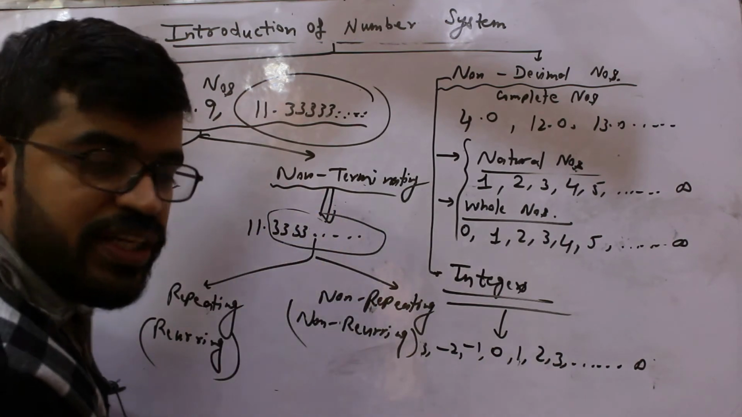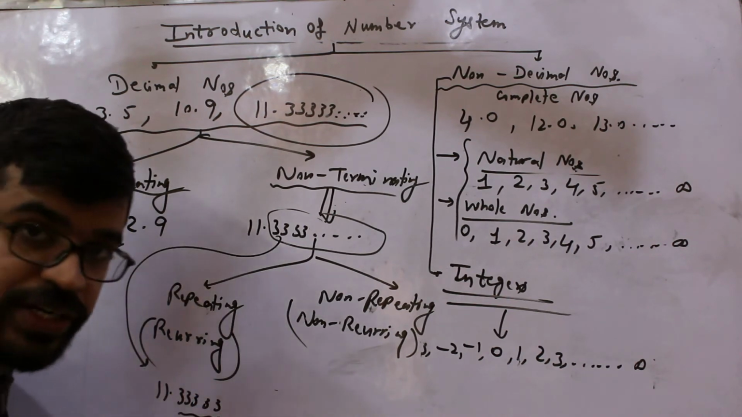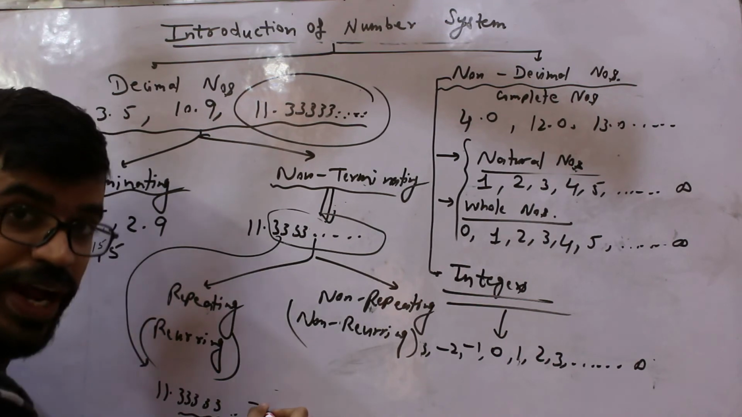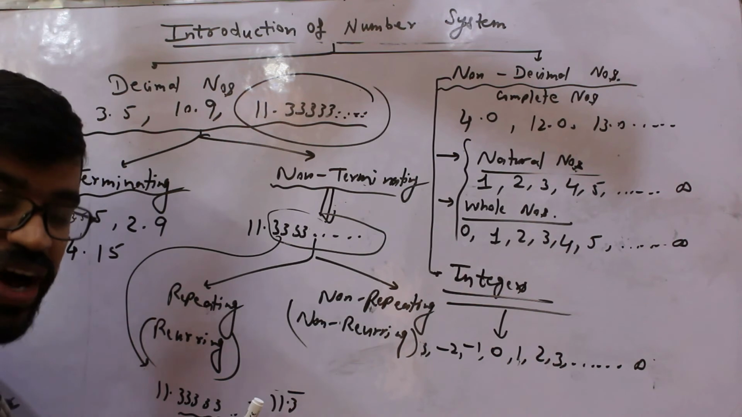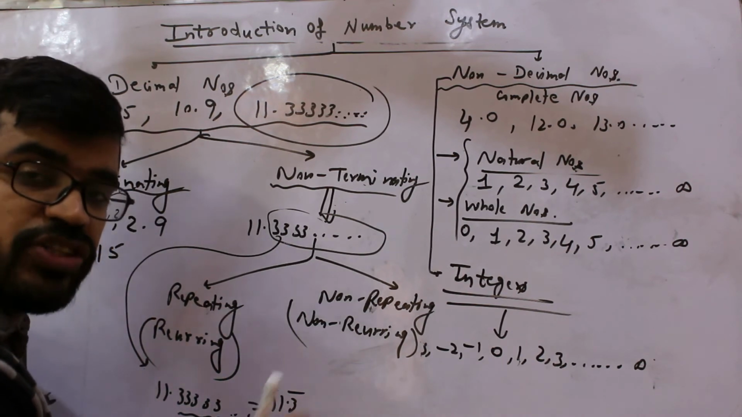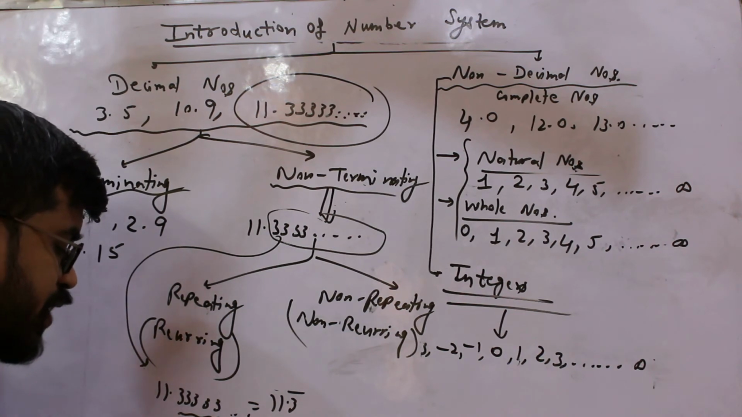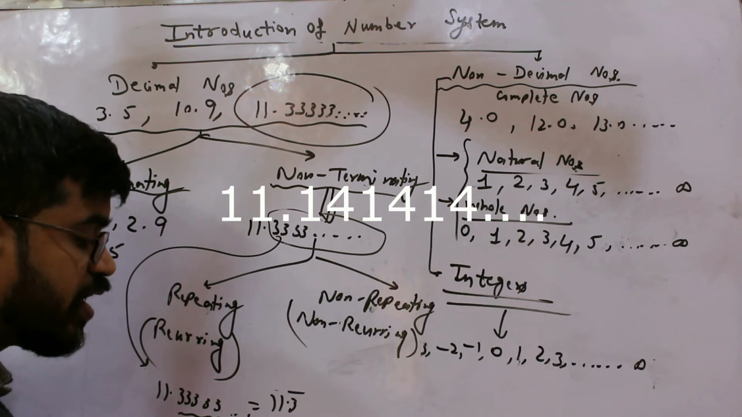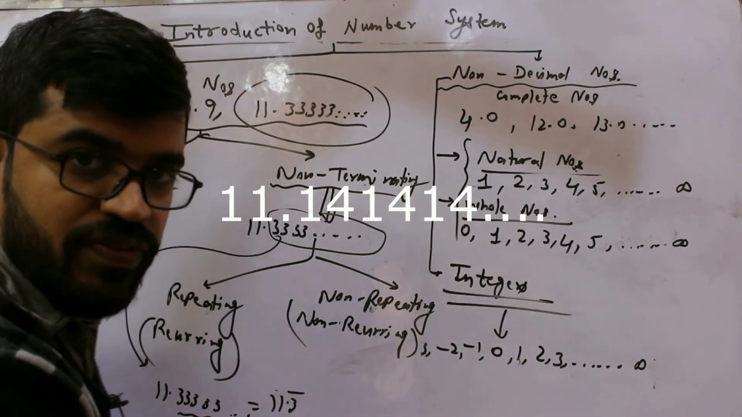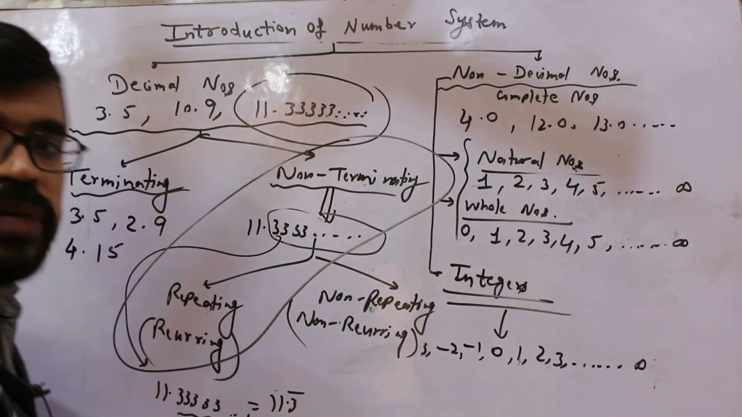If the non-terminating part after the decimal is repeated, say here you can see 11.333, here 3 is repeated again and again. You can also write it as 11.3 bar. This bar signifies that this 3 is repeated itself. It could be like this, 11.14 bar. It means 11.141414, here 14 is repeated itself. These numbers are called non-terminating and repeating decimal numbers.